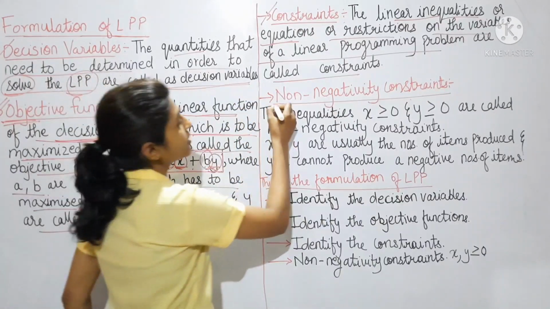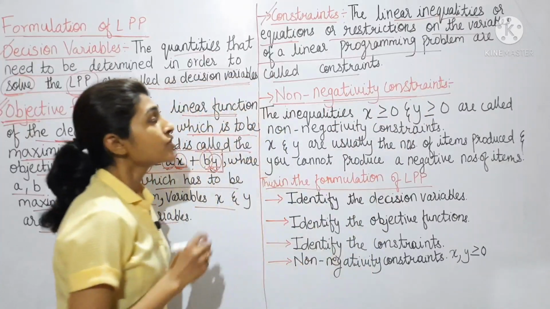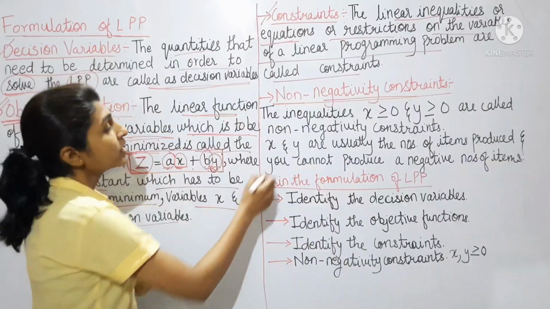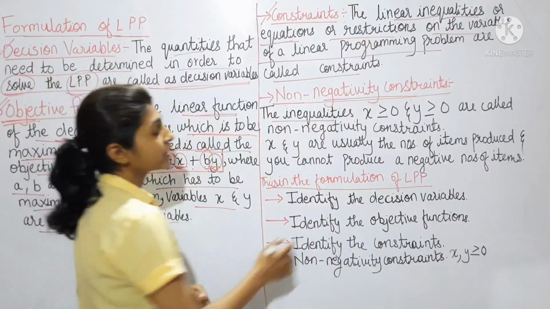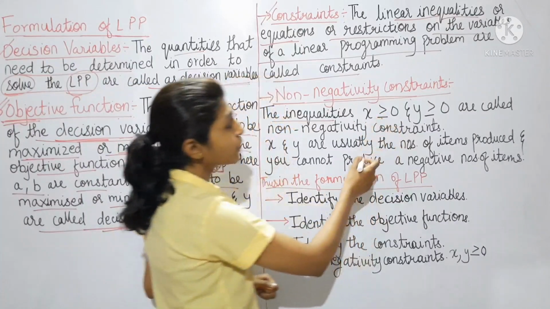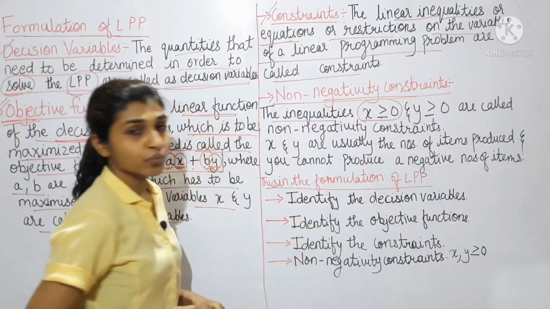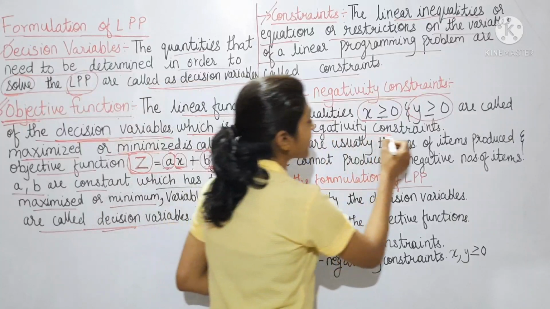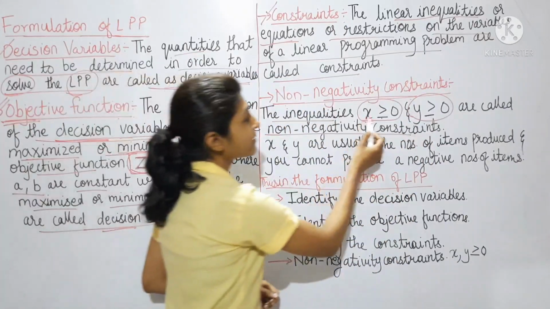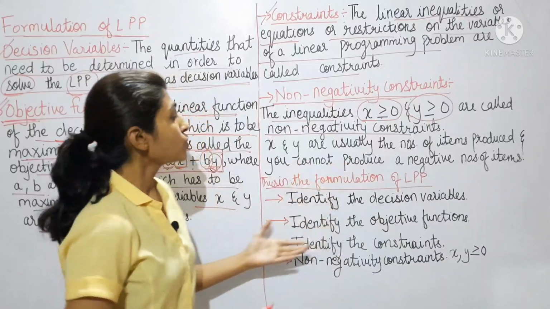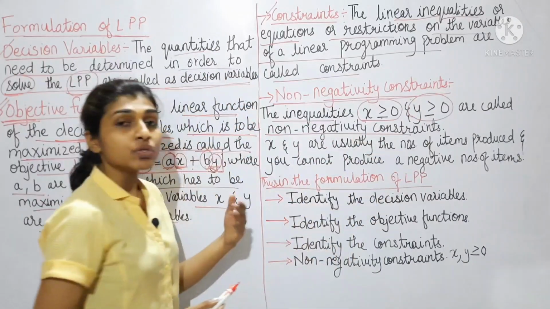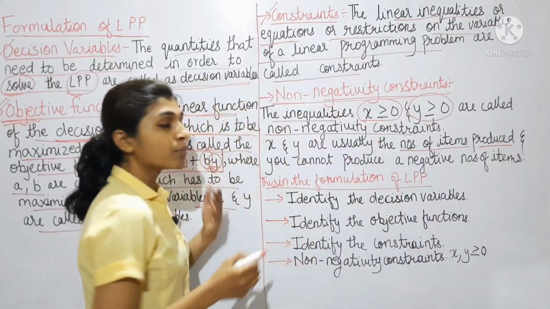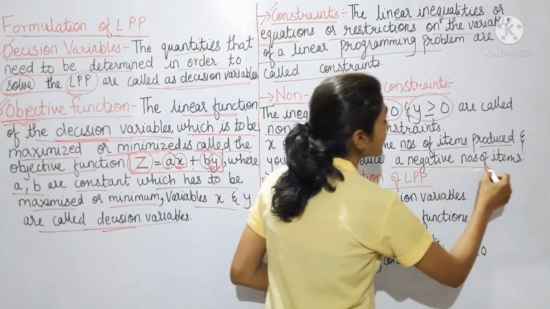Next is non-negativity constraints. Non-negativity constraints are physical constraints. The inequalities x greater than or equal to 0 and y greater than or equal to 0 are called non-negativity constraints, because x and y are decision variables. Usually you take x and y as the number of items produced, and the number of items cannot be a negative number.